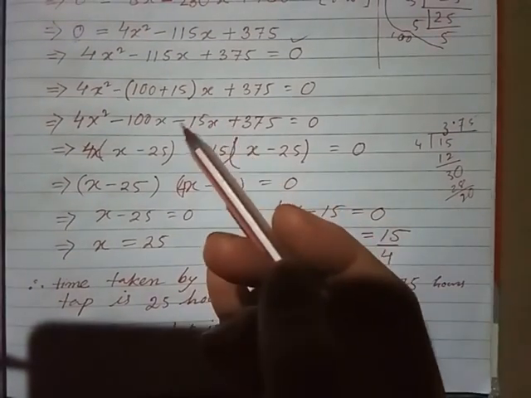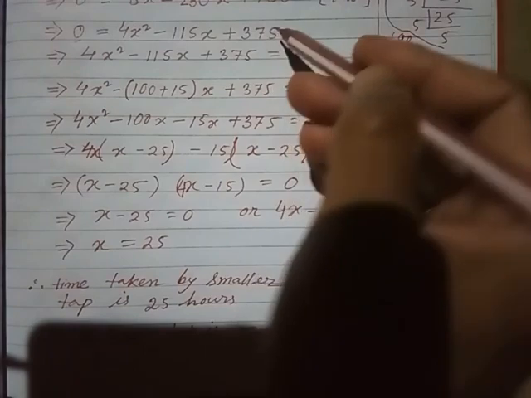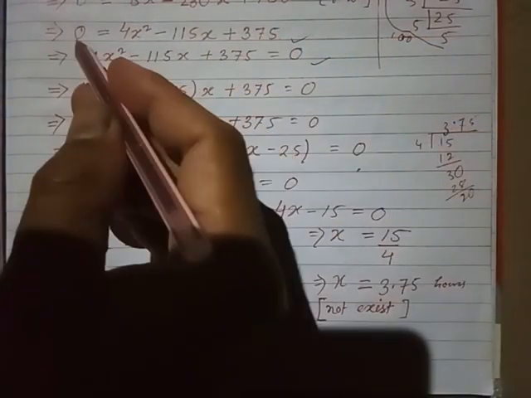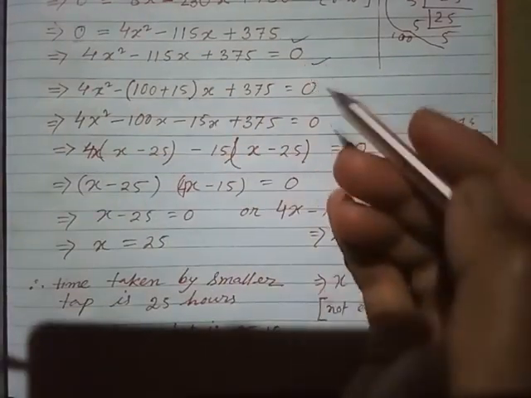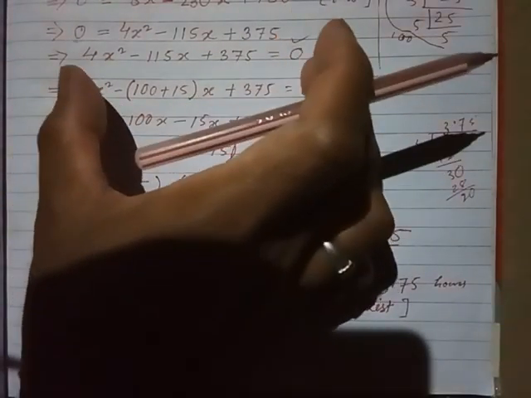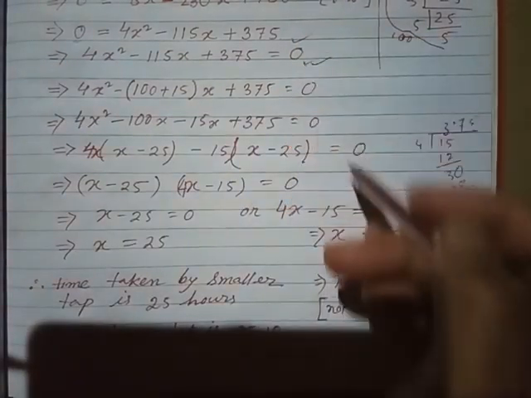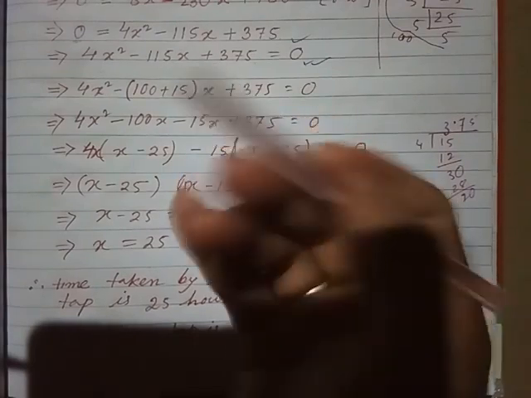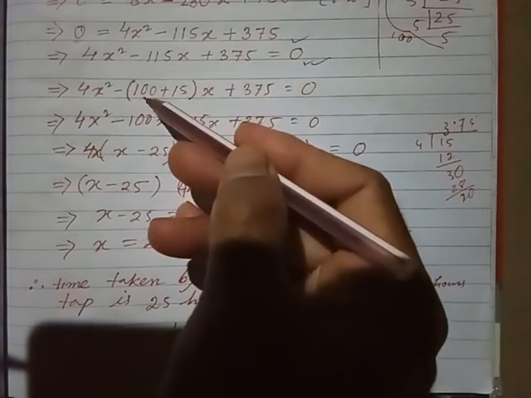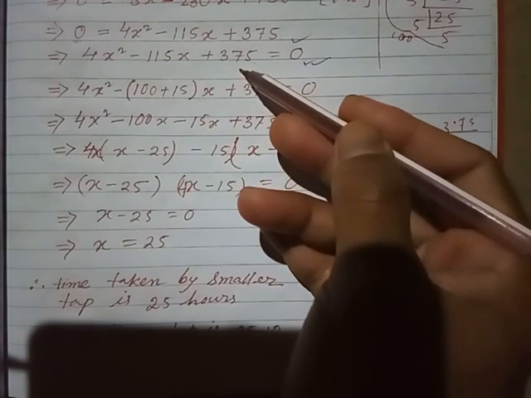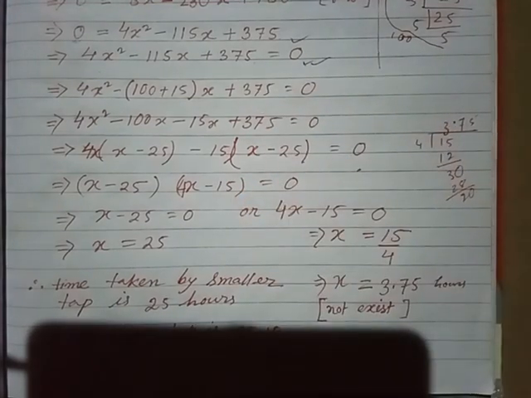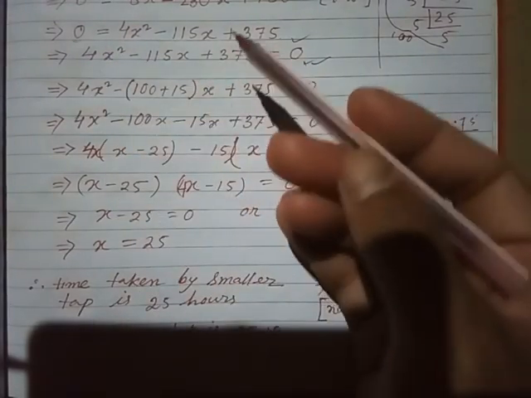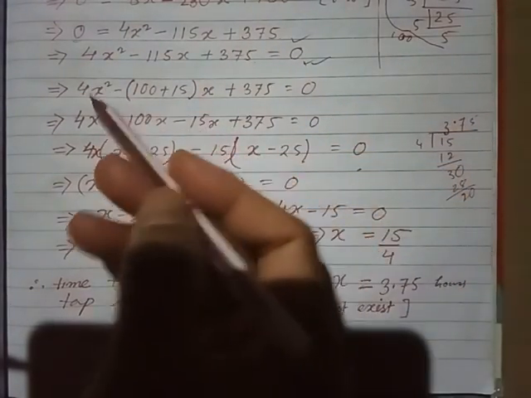Now to maintain the standard, the equation can be rewritten like this: all the right side brought to the left side and the left side taken to the right side. To maintain the standard of the equation, it is rewritten like this. Now it is completely a quadratic equation and we can solve it by any method. I am trying to solve here by the factorization method. You already know how to solve using the factorization method.